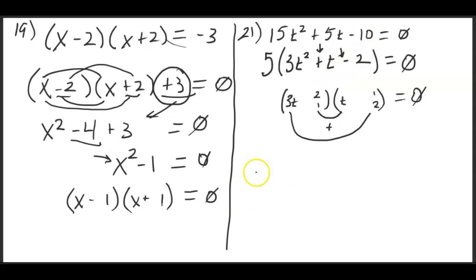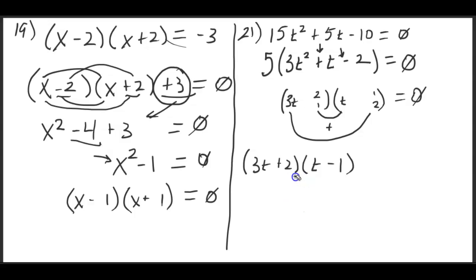right? So let's think about our options. 3t plus 2 times t minus 1, right? Because we know that the signs have to be opposite, right? So here we have a positive 2t and a negative 3t, right? Positive 2t and a negative 3t. That's going to be negative t. Well, that's not good. That's not what we wanted, right?